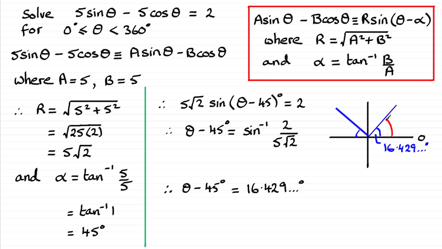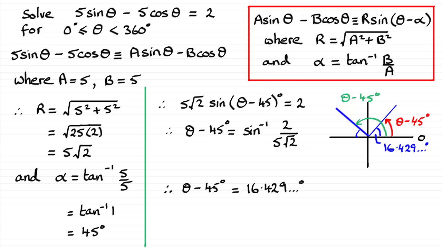This is our first one in the range 0 to 360 degrees, which is a possible value for theta minus 45 degrees. When it comes to our second solution, it's going to be from here, going round anti-clockwise to this line. This is another possible theta minus 45 degrees.